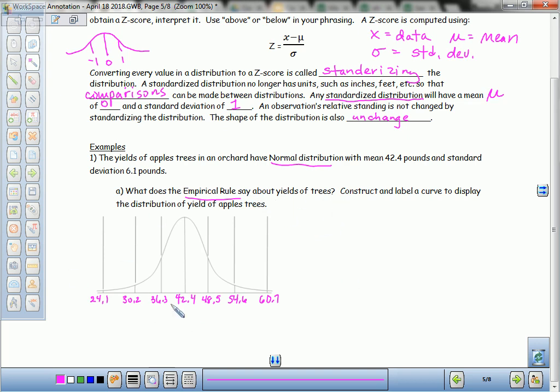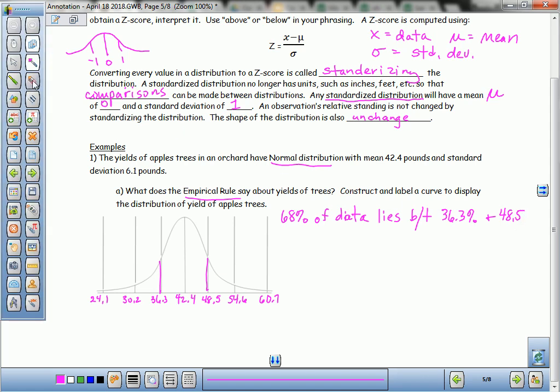Well, this is what we know. So this is 1 standard deviation, left and right. What percent of the data lies within 1 standard deviation of the mean from the empirical rule? 68%. So what does that tell us? 68% of the data lies between 36.3 pounds and 48.5 pounds. That should be pounds, not a percent sign, sorry. LBS.